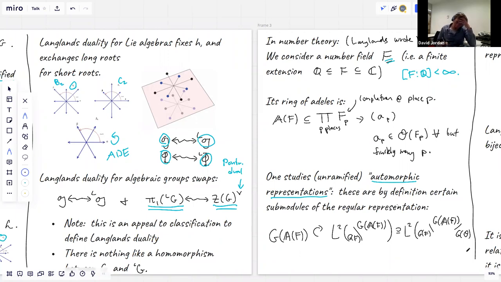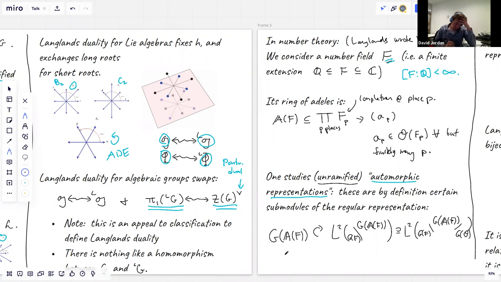Where I quotient further by a G of O action on the right. So this is some really intricate sort of analytic space that one wants to study, and the unramified representations.